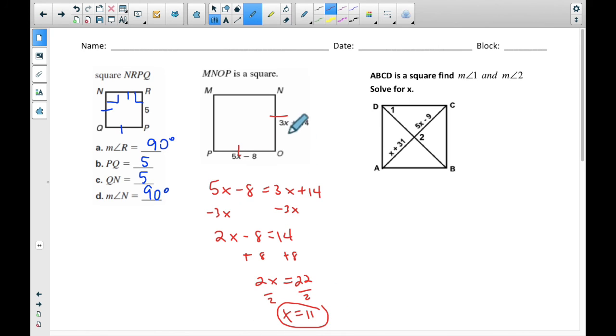So x equals 11 because that would be 33 plus 14, that's 45. And this would be 55 minus 8, that's also 45. So that 11 works, makes them equal.